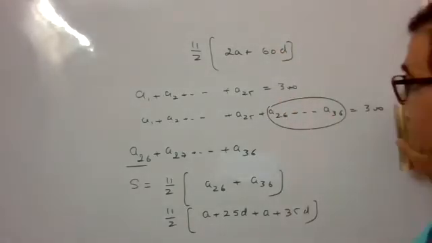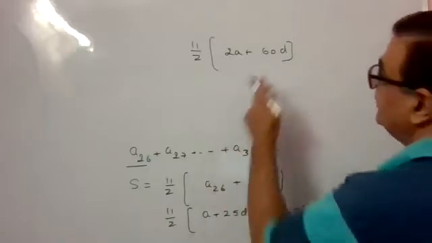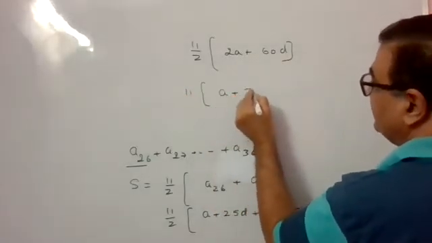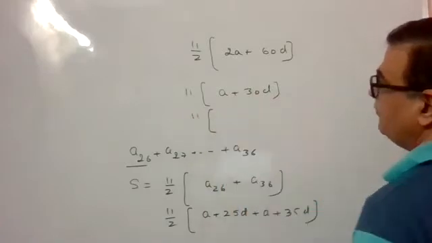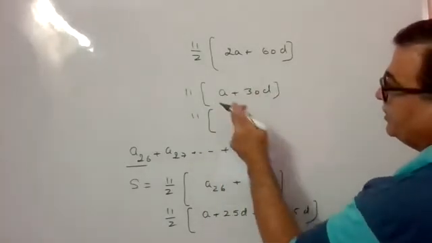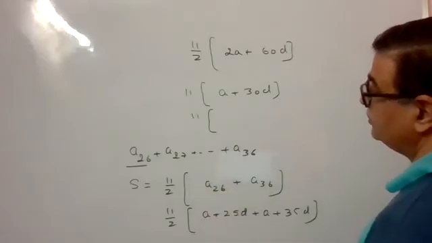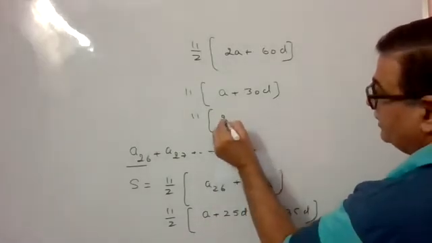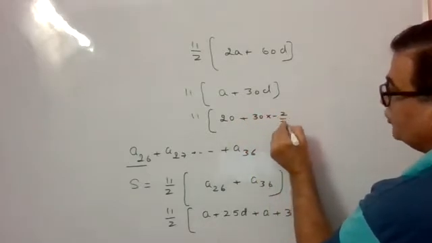Now you know the value of a and we know the value of d. Yes? And this 2 you can take common and cancel it. So 11a plus 30d. Just check, the 31st term should be 0. A will be, this is what? A is 20 and d is minus 2 by 3.